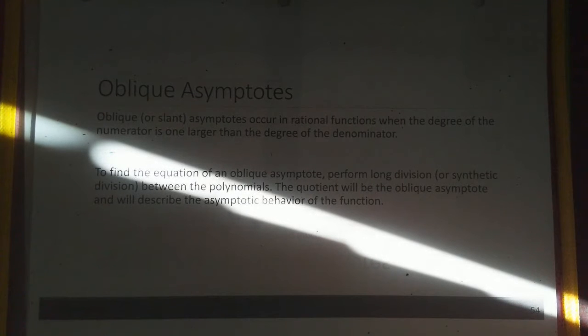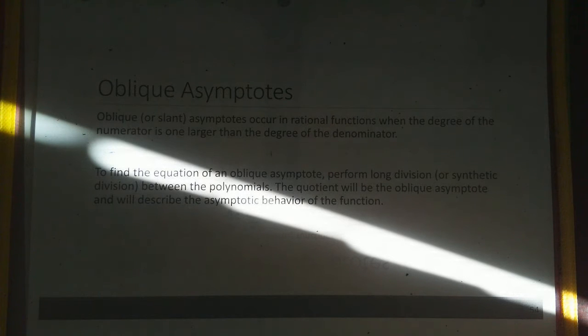To find the equation of an oblique asymptote, you can perform long division or synthetic division between the polynomials. And then the quotient will be the oblique asymptote and will describe the asymptotic behavior of the function. So when you do your polynomial long division or your synthetic division, ignore the remainder, but the actual quotient itself is going to be the equation for the oblique asymptote.